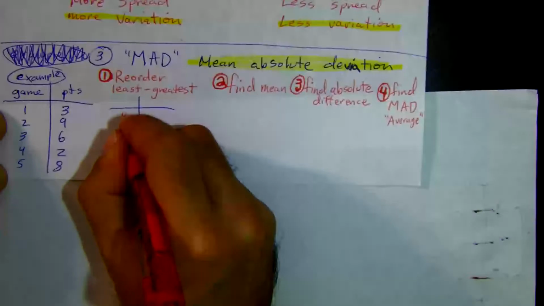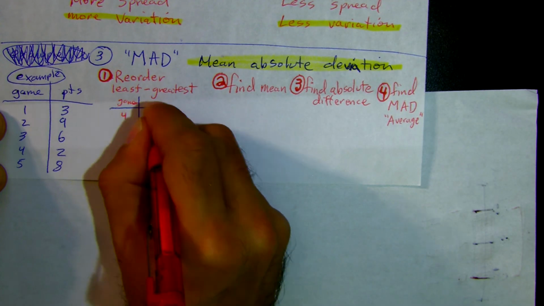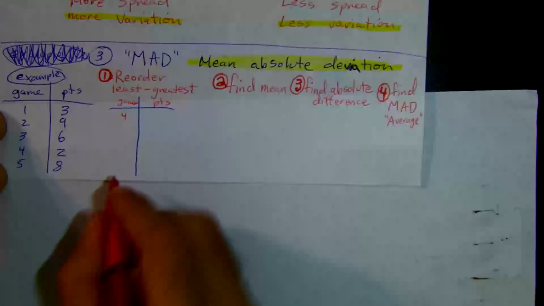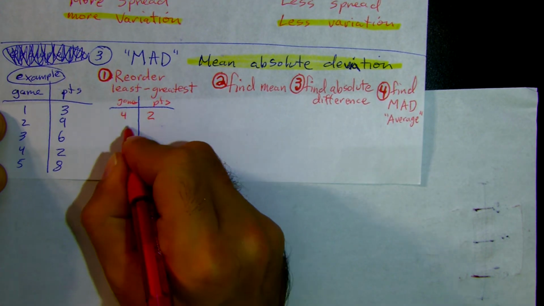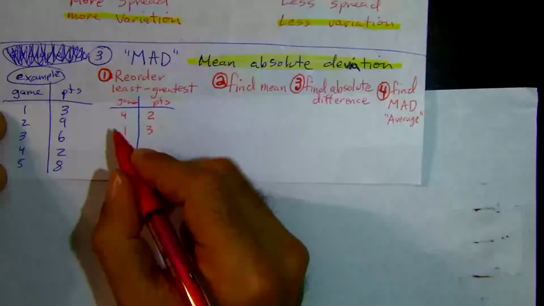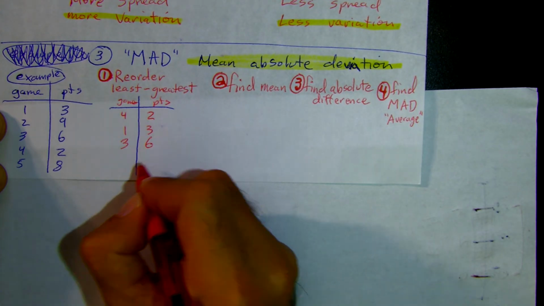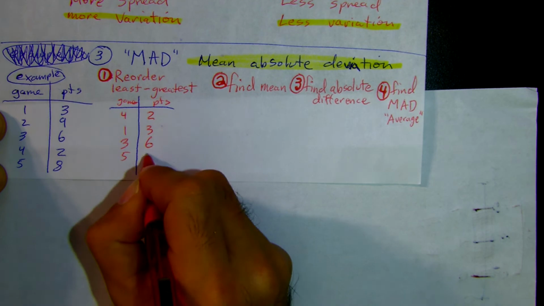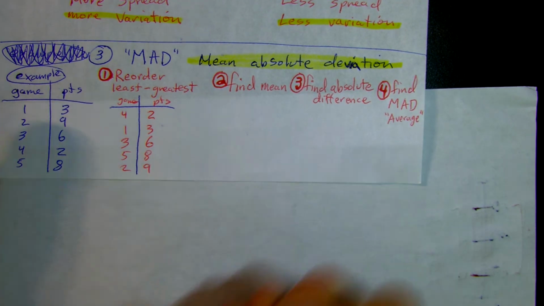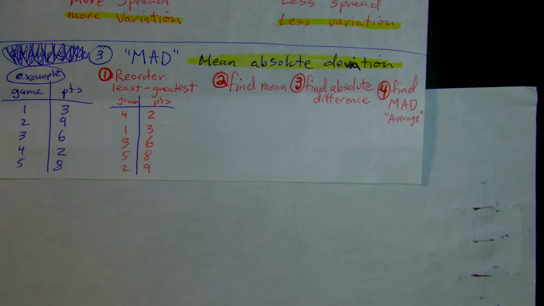Game 4, this is games. This is points. Game 4 has 2. Game 1 has 3. Why am I putting them in ascending order? Because that's how we're going to be able to find where the median is. Okay? You see, if we have them in ascending order here, we could find the median, we could find the mean, we could find everything that we need. Okay, so now the median is 6, good, and that's going to be helpful for something later on. Okay, I still want you to always put in least to greatest.